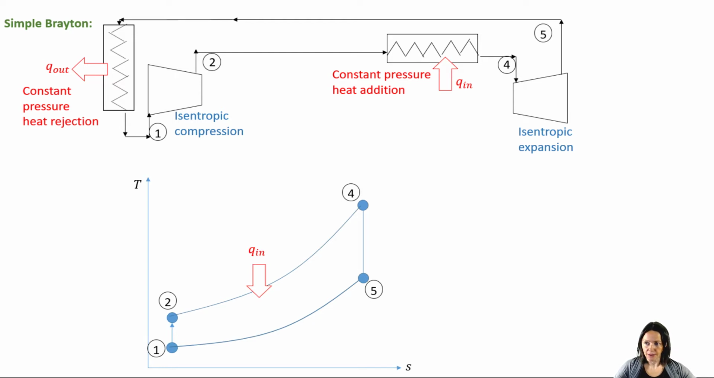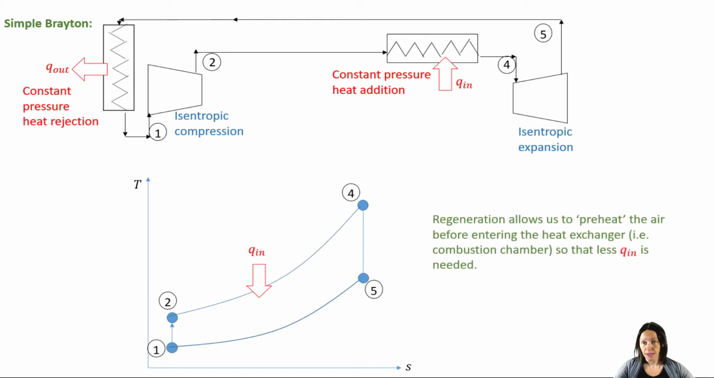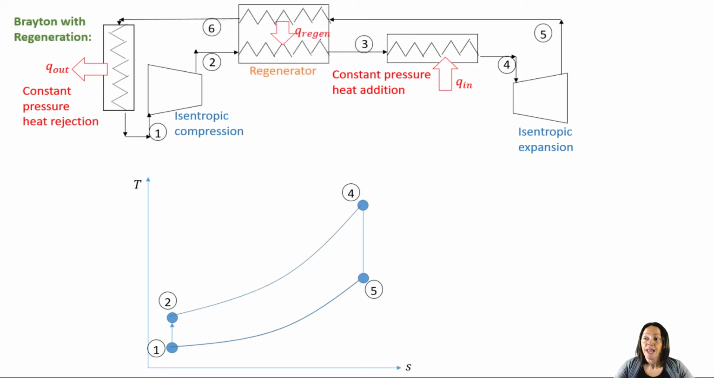All right, so with the setup that I have here, I have to add enough thermal energy to get that air from T2 all the way up to T4. The idea behind regeneration is to preheat the air so I don't have to go all the way from T2 to T4. Maybe I go from some point in the middle all the way to T4, and that would decrease the amount of heat that I have to add. And the way that I'm going to do that is by adding a regenerator to my cycle. A regenerator is just a glorified heat exchanger.